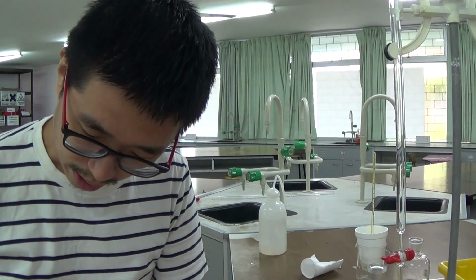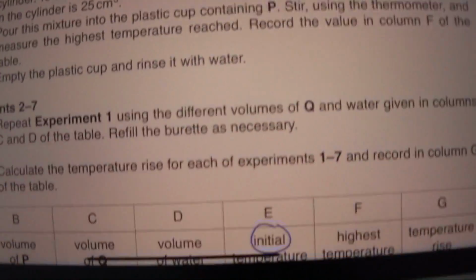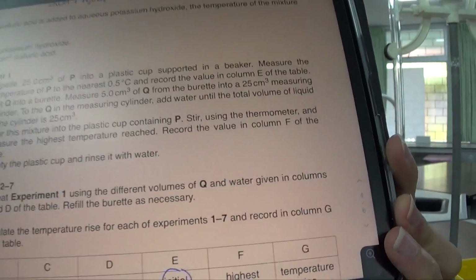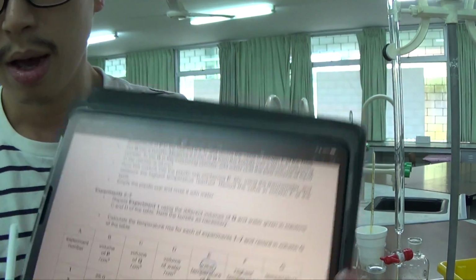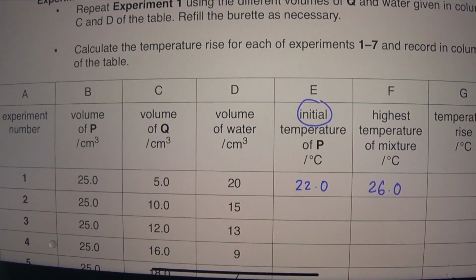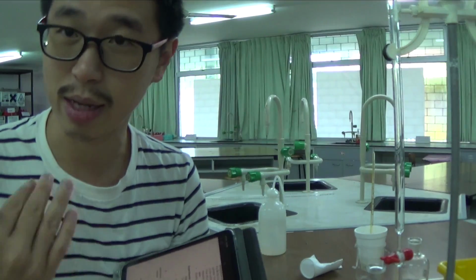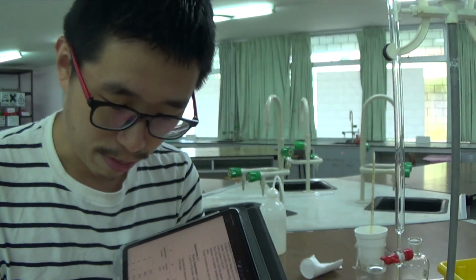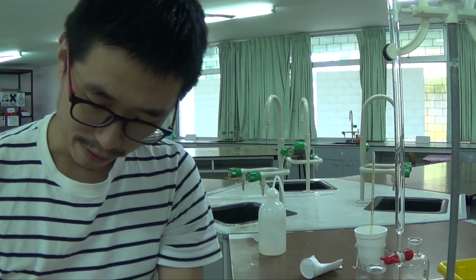When you do it on your calculator, the calculator will calculate temperature rise, final temperature minus initial temperature. When you press 26.0 minus 22.0, you will get 4 on your calculator. That's because your calculator cannot tell you the decimal places. When it's 0.0, you need to use your brain and think a little bit and include the 0.0, because all of the temperatures are to the nearest 0.5 degrees Celsius.